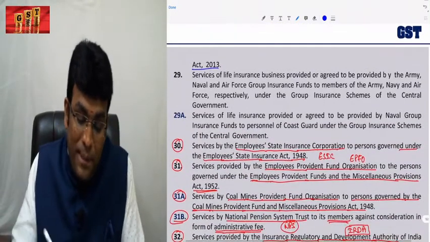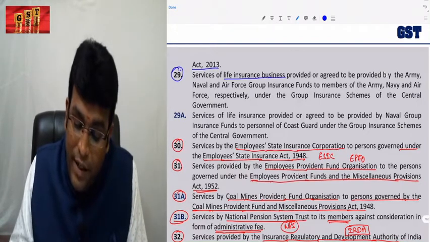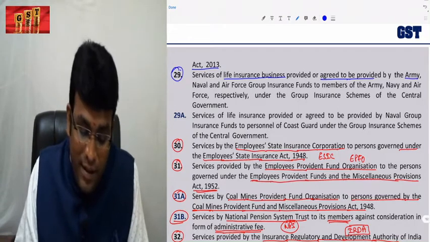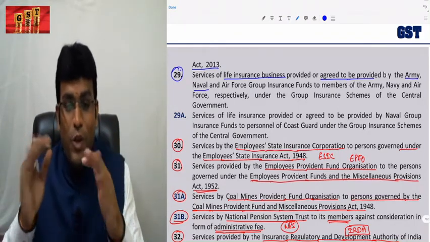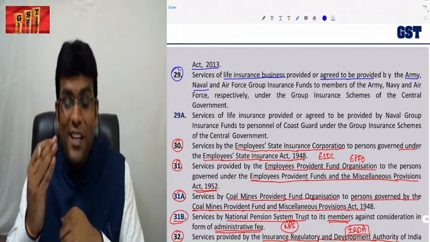29th point, my dear friends. Services of life insurance business provided or agreed to be provided by whom, sir? Army, Naval. Sir, Army people, Naval Force. Naval is the water force, submarines. You would have seen one movie called Ghazi Attack. In that we will see this Navy force.